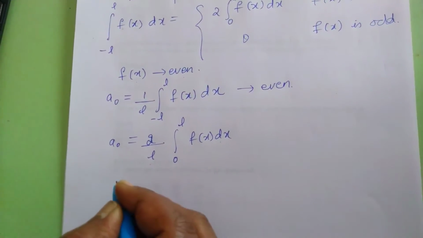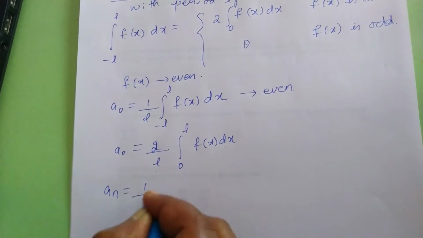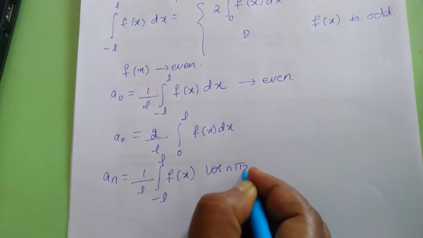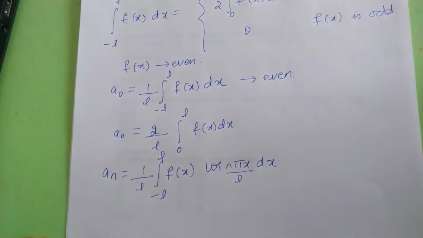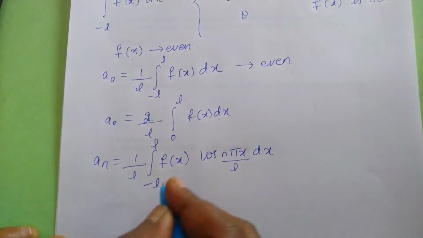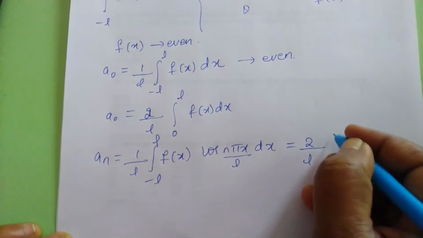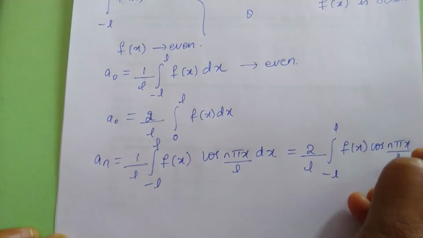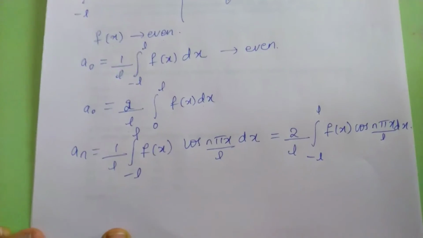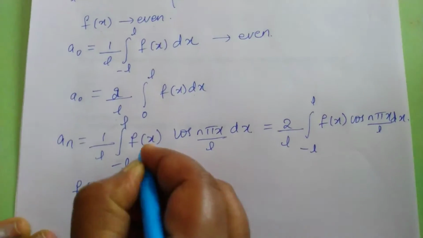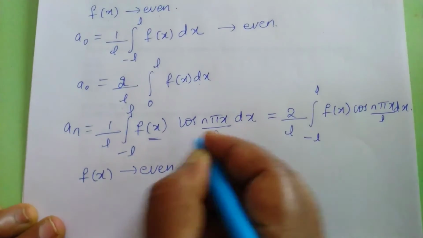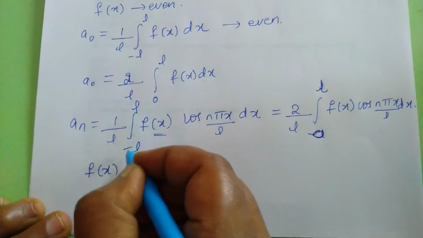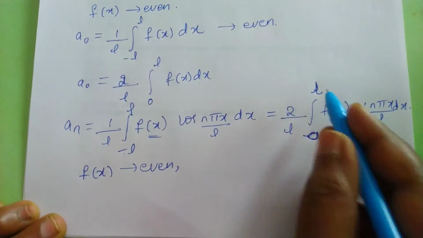Now let us check for an. We know an is 1 by L integration from minus L to L fx cos n pi x by L into dx. This is even. We can write this as 2 by L integration from 0 to L fx cos n pi x by L into dx. And what do we know here? fx is even, and in this limit, when we change the integration from minus L to L, it will be twice integration 0 to L.